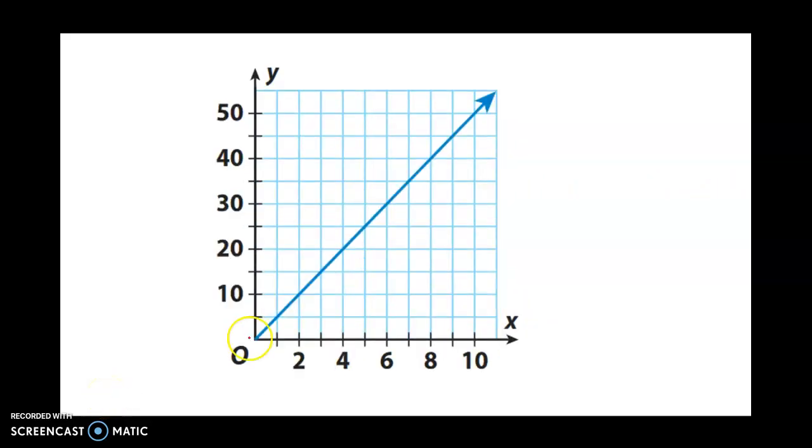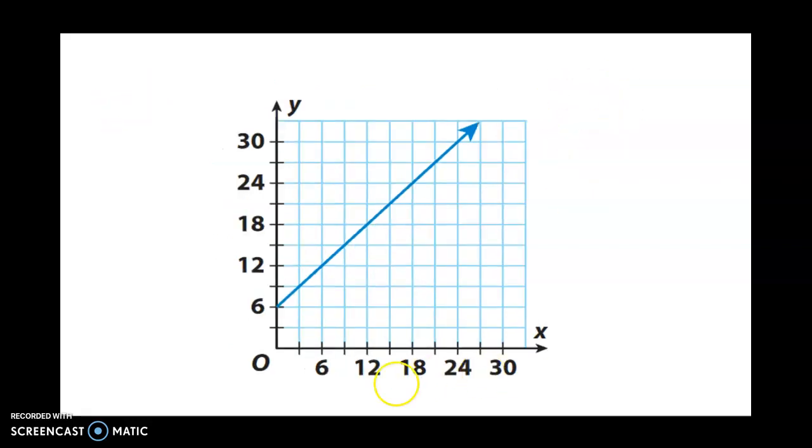Okay, here's another one. It's going through 0. What do you think it is? Proportional or not proportional? It is proportional. Here's another one. Does it go through 0? No, it's not proportional.